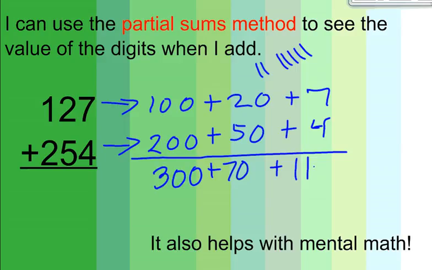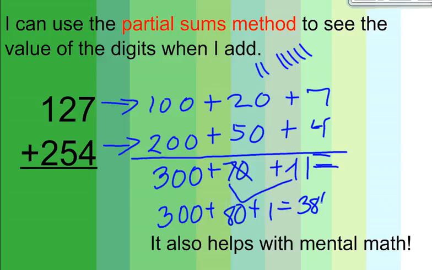And then I can combine my 10s. I have 70 and the 10 in 11, which equals 80, plus 1, plus the 300. 300 plus 80 plus 1 equals 381.